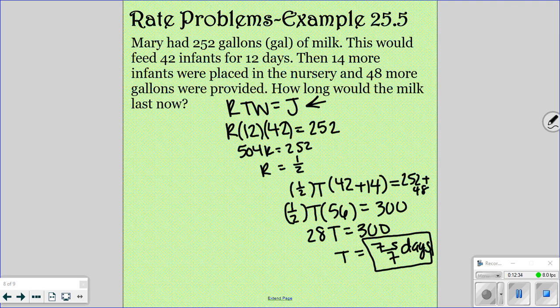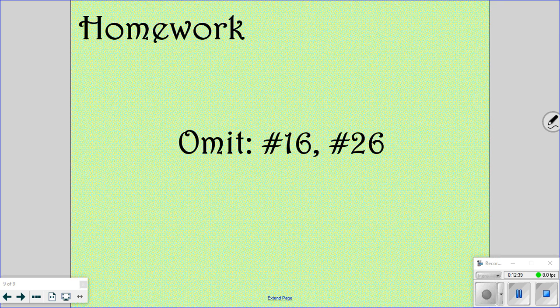Okay, so those are some of the formulas that you'll be using. Your homework tonight, you do get to omit 16 and 26. So make sure that you do the other questions so that we can go over any problems that you have tomorrow.